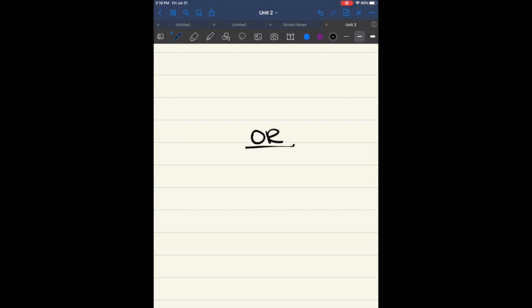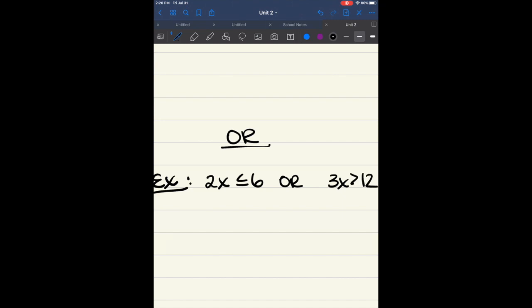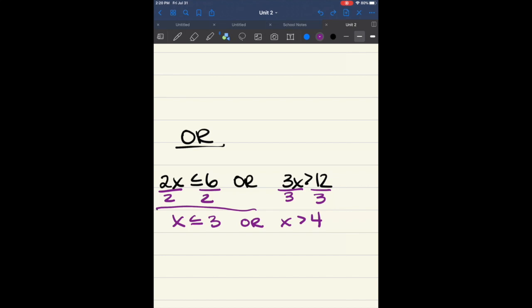So for an or inequality, you basically just solve each part separately. So we've got 2x is less than or equal to 6, or 3x is greater than 12. It's basically like two separate problems of inequalities, but we're going to graph them together. So for the first one to solve, we would just divide both sides by 2. And the other one, we would divide both sides by 3. So we have x is less than or equal to 3, and x is greater than 4. So when we draw that on a number line, we're going to have a closed circle on 3 and an open circle on 4, and our arrows are going to go out.